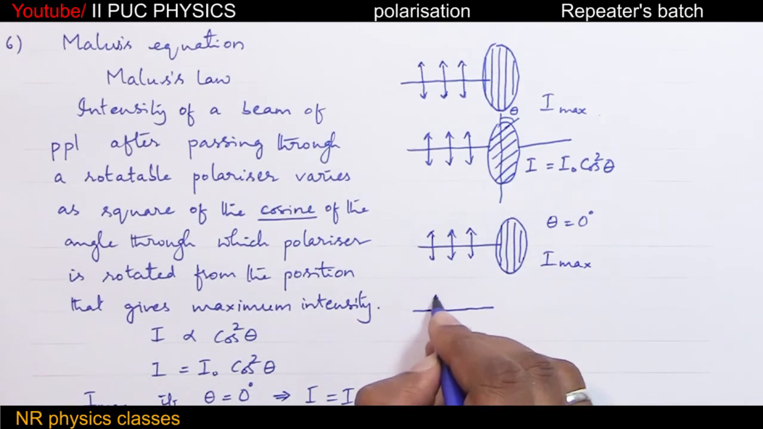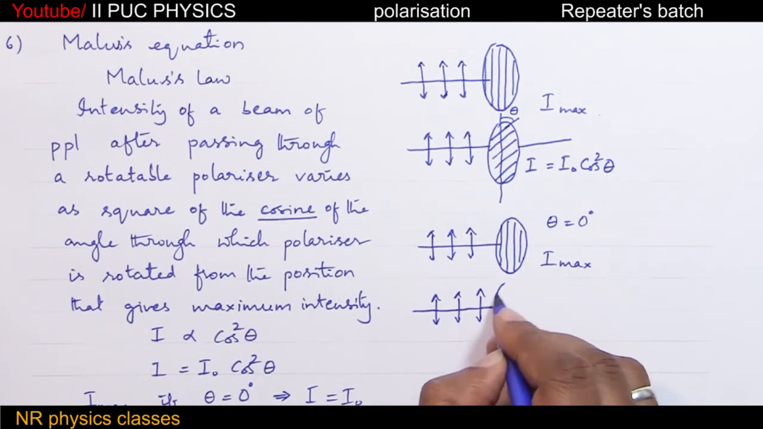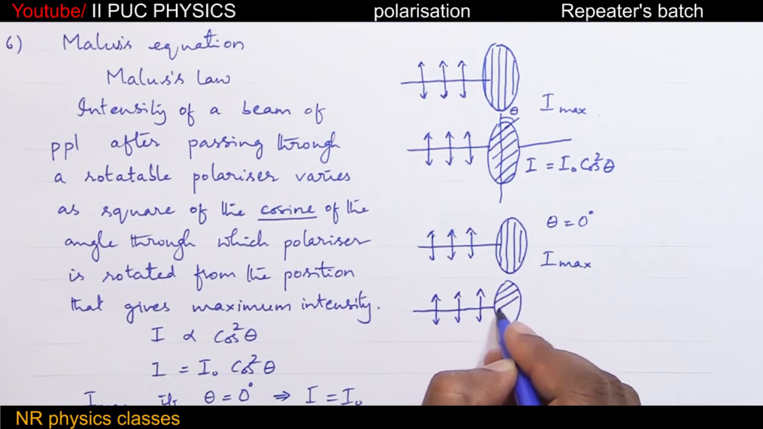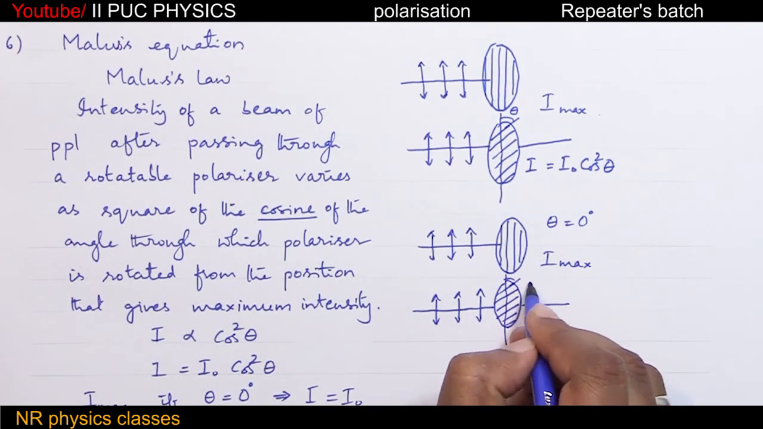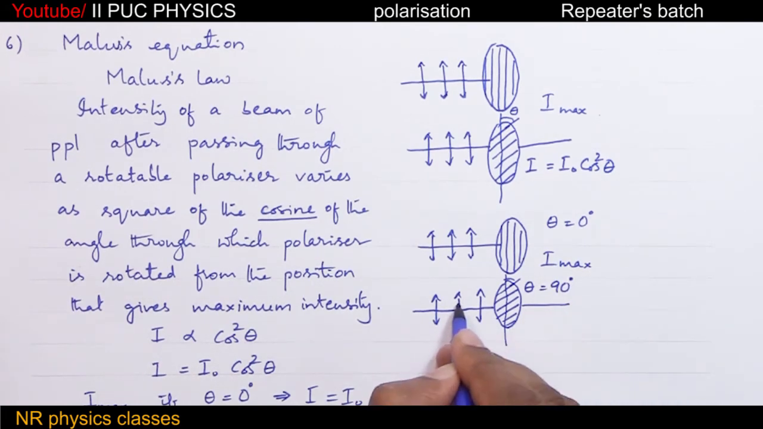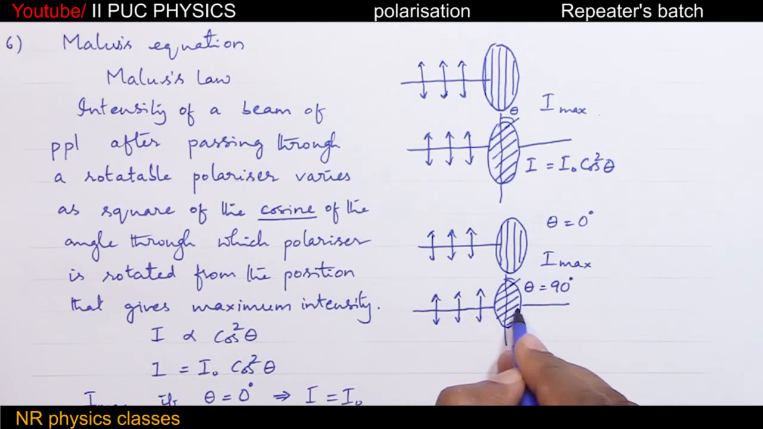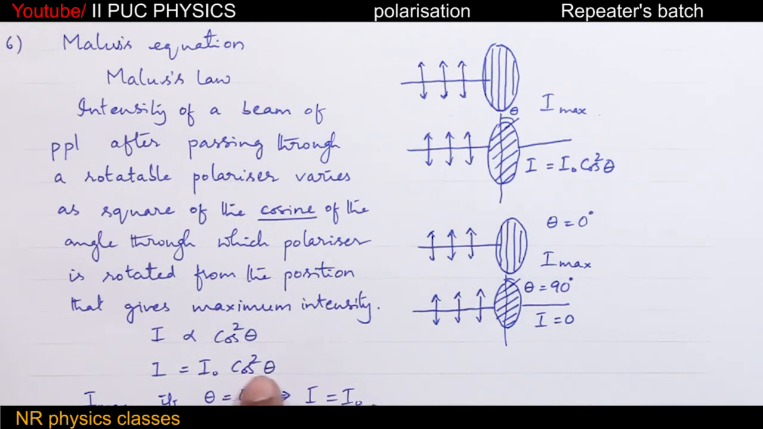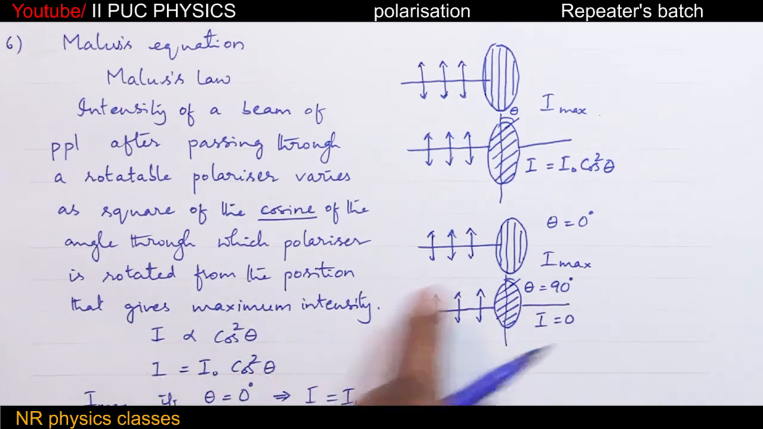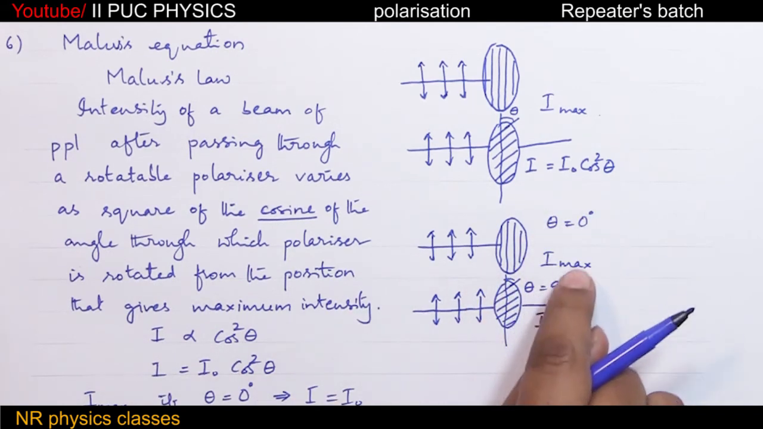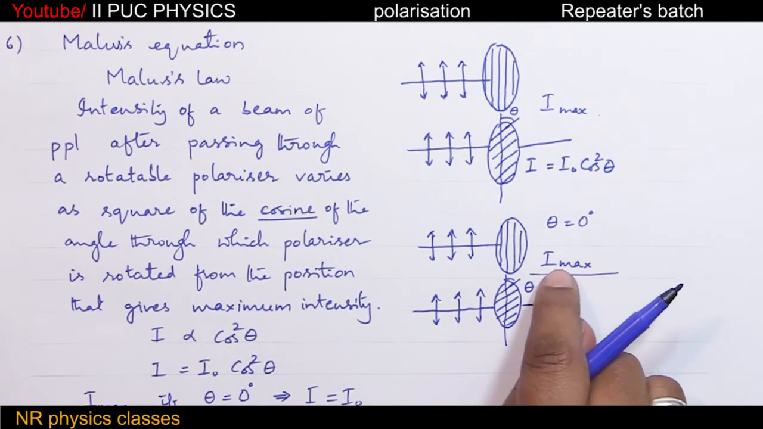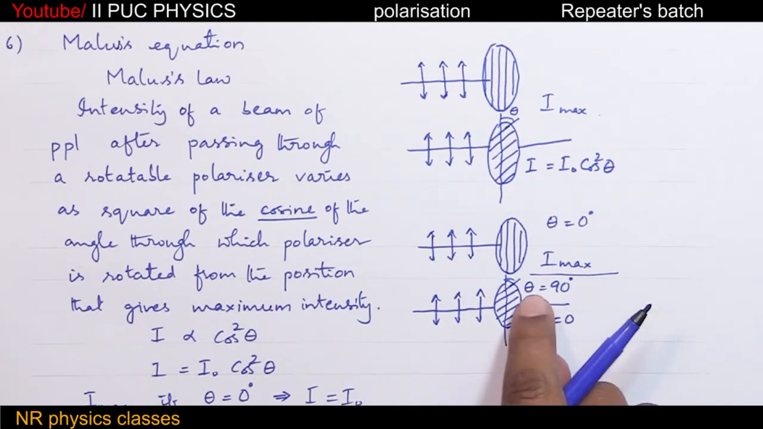Suppose this is the incident plane polarized light. This is for the polarizer. And the angle between this vertical and this is 90 degrees. If theta is 90 degrees, then this plane polarized light cannot pass through the polarizer. Therefore, intensity is 0. Cos 90 is 0. Therefore, intensity is 0. Put theta 0: cos 0 is 1, 1 square is 1, 1 into I naught is I naught. That is maximum intensity. So intensity is maximum for theta 0, and intensity is 0 for theta 90 degrees.